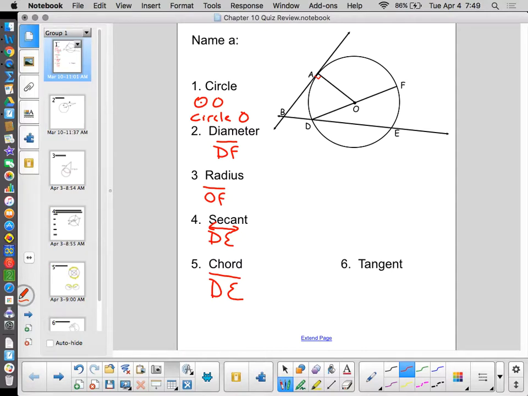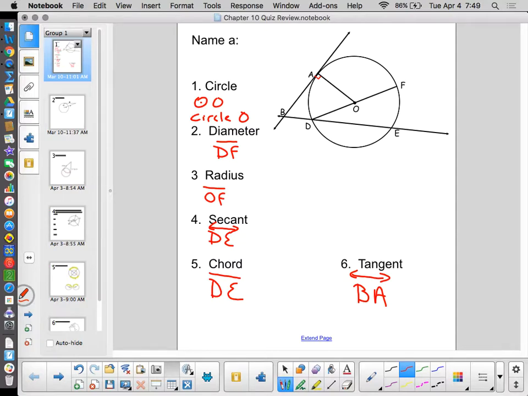How about a tangent? What's my tangent here? BA with what symbol? A line. Okay? Or it could be AB. It doesn't matter. BA, AB.